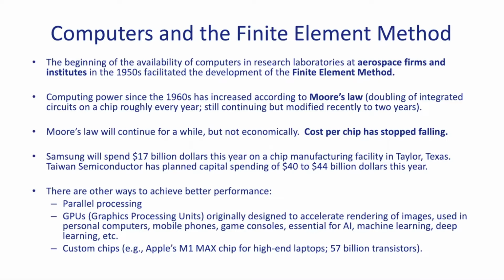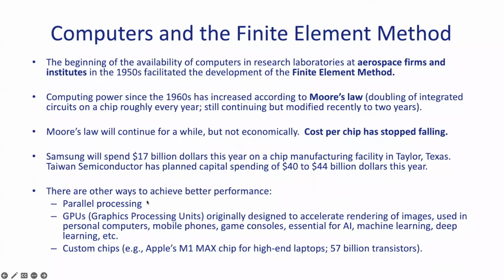But there's tremendous investment in chip fabs. Samsung is building a facility right now in Taylor, Texas, which is right near Austin, a $17 billion facility. And they plan to spend $200 billion in this area on several fabs over the next decade. Taiwan Semiconductor is spending $40 to $44 billion this year. They're the big company in this area. Now, that's becoming daunting, obviously, the cost involved, but there are other ways to get better performance.